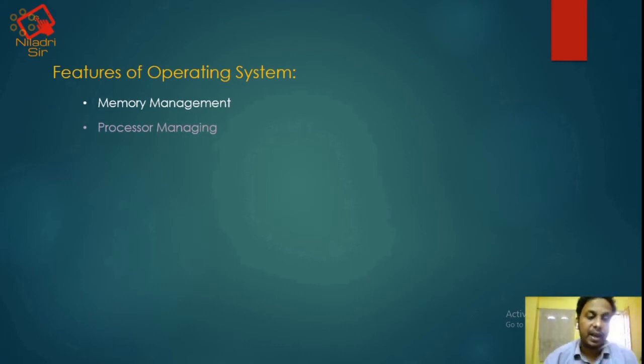Next comes processor managing. Processor managing means multiple processes may run at the same time. Suppose when I am writing something in Word, at the same time I can listen to a song. All these multiple processes are managed by the operating system. In any type of operating system, like Windows or Linux, we can do multiple things simultaneously. This all comes under process managing.